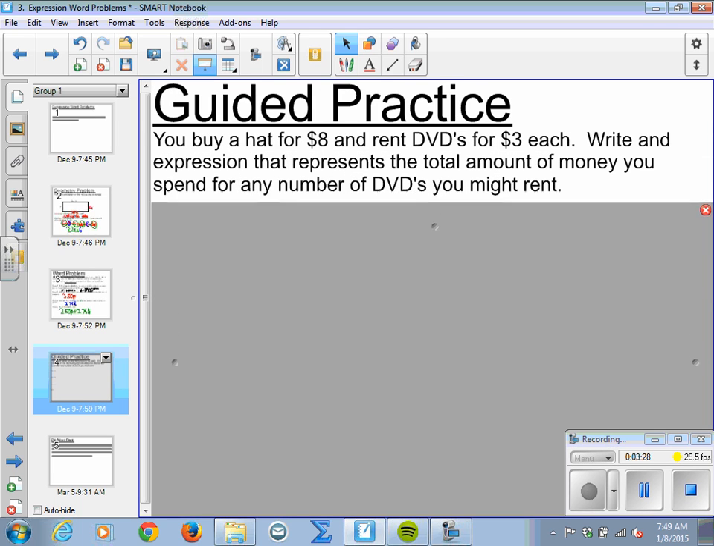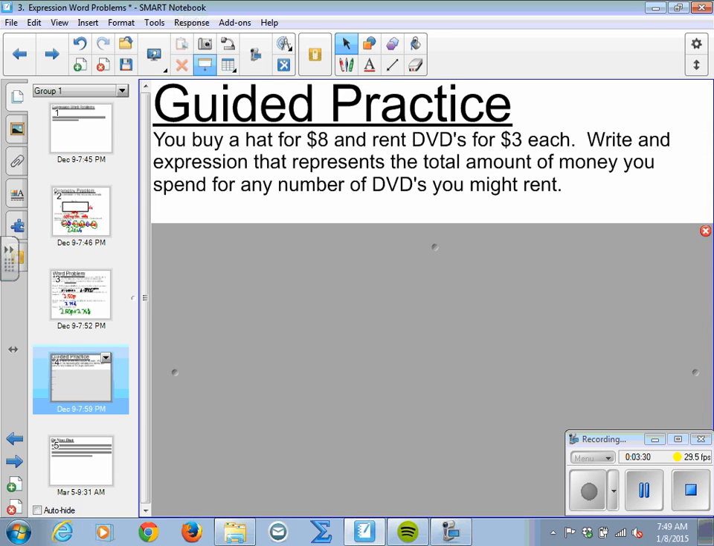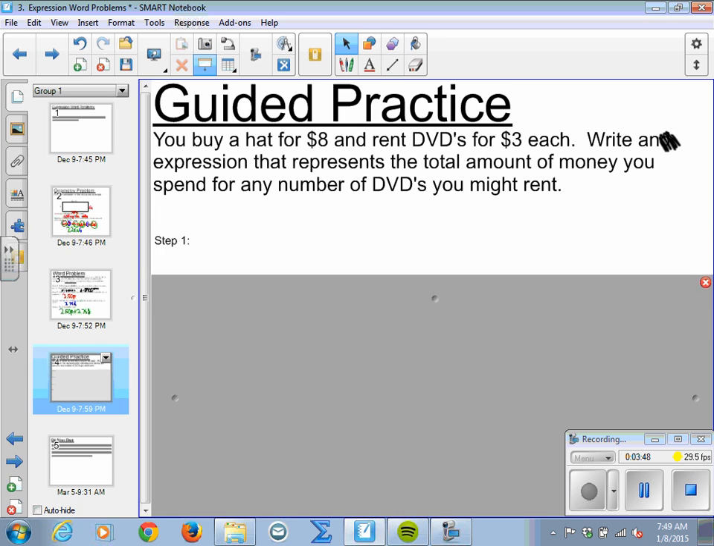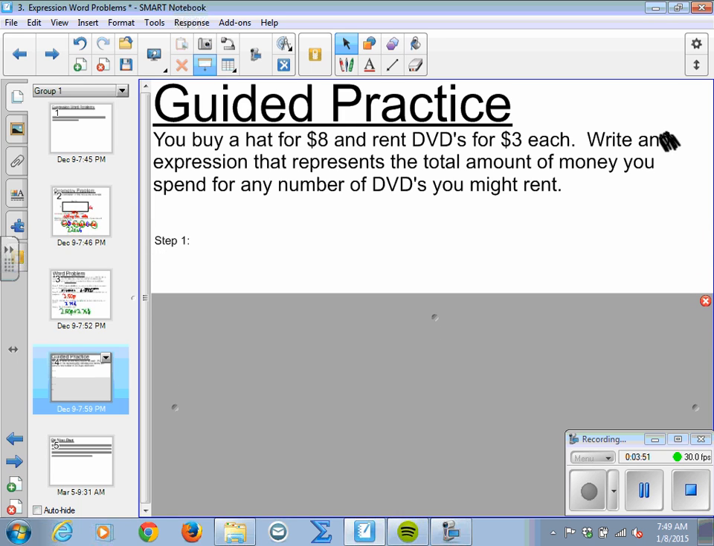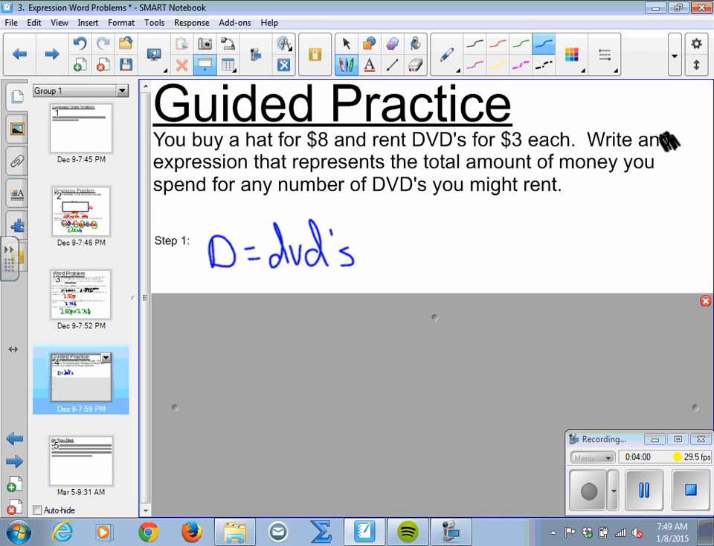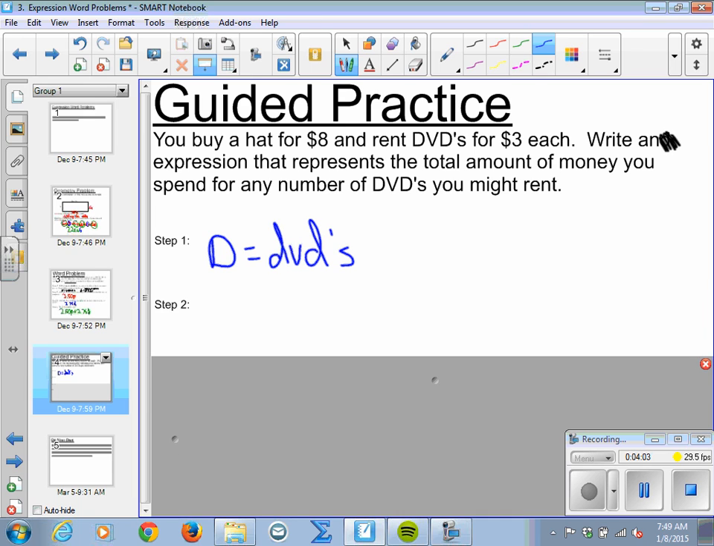Now we're going to try that same process moving through this problem. You buy a hat for $8 and rent DVDs for $3 each. Write an expression that represents the total amount of money you spend for any number of DVDs you might rent. Step 1, we define the variable. We have DVDs, so we might as well use D. Step 2, we combine that with the cost of the DVDs, which is $3. So we'll say 3D.